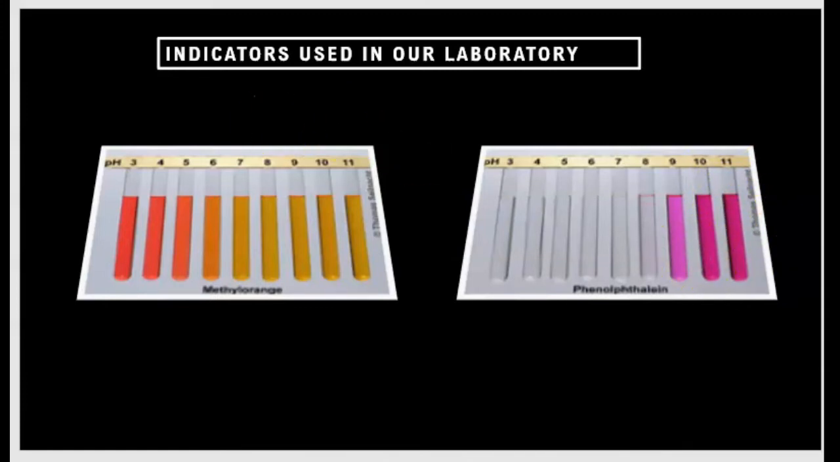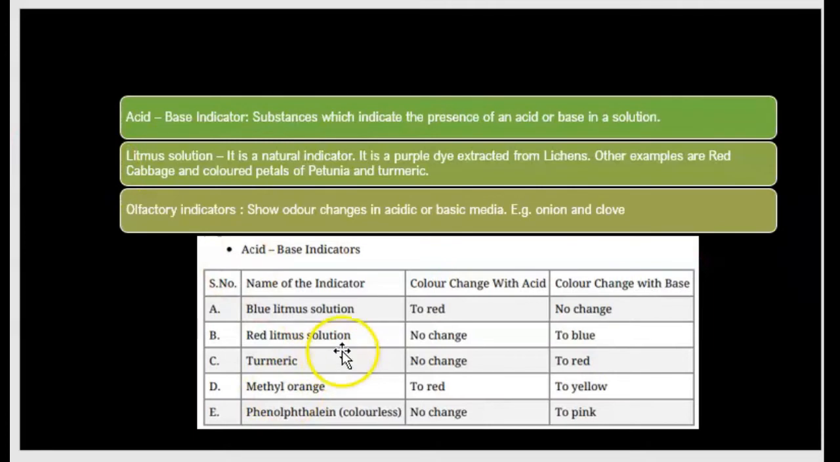And coming to the red litmus solution, red, which means in acid solution there is no change, and blue litmus solution, blue, in basic solution there is no change. Okay, I think you all got an idea about these acid base indicators.